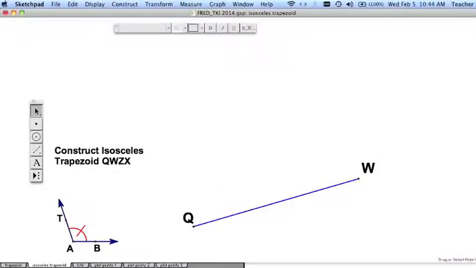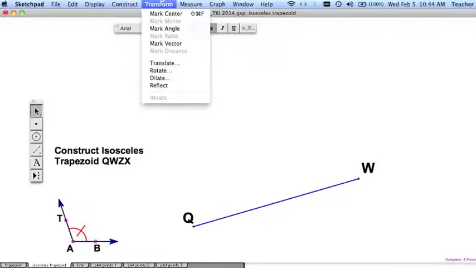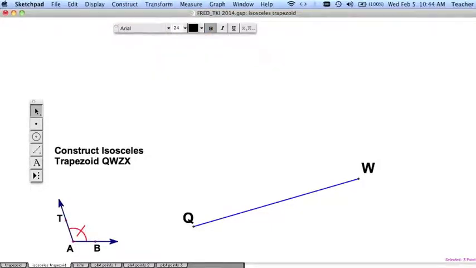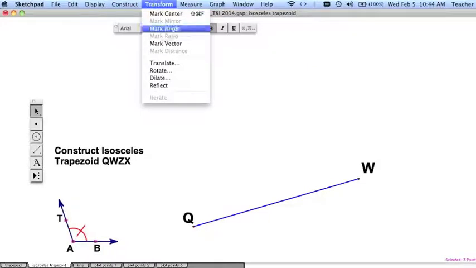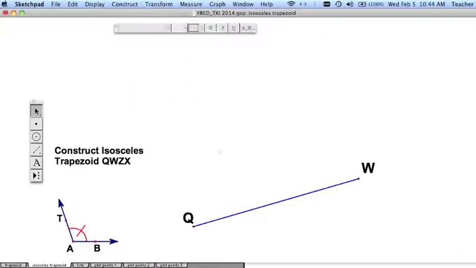So now, in preparation for recording an angle, double click on Q, because you want to generate an angle congruent to this red one. Now you're going to record the angle. Select B, A, T, BAT, in that order. Transform, mark angle. Did you get that, Luke? B, A, T. Transform, mark angle.